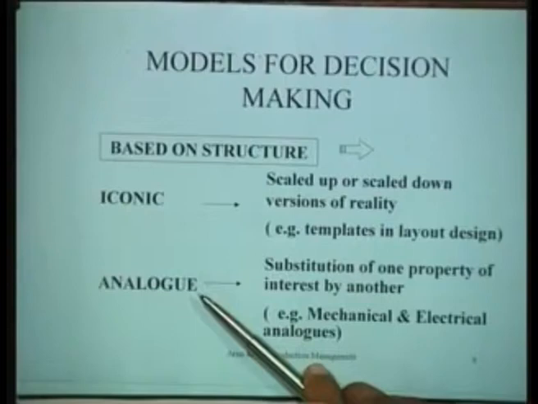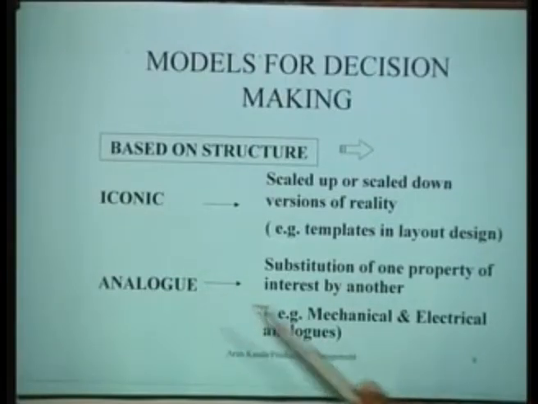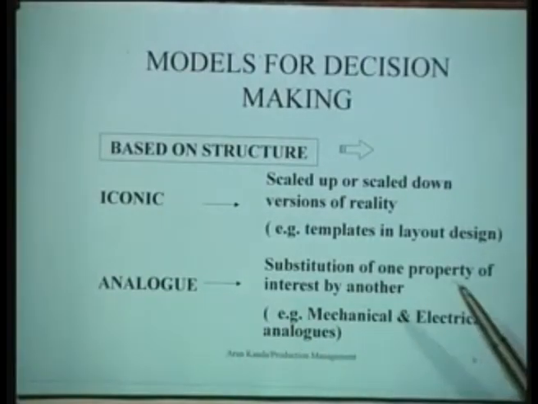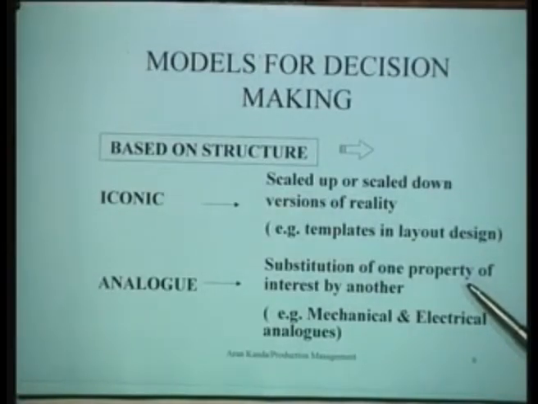The second kind of model class that we talk about is an analog model. An analog is something where you substitute one property of interest by another. That is what it is.